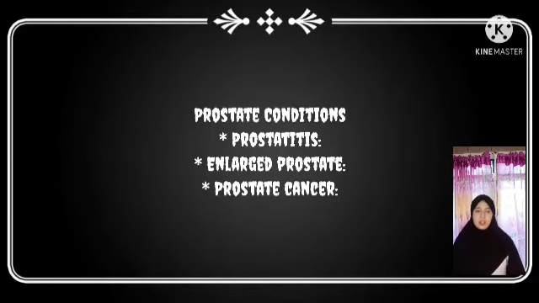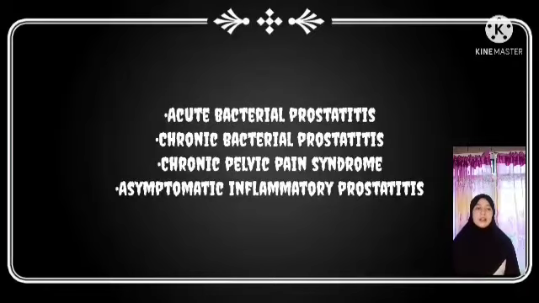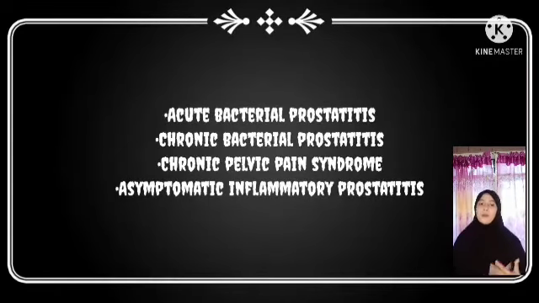First is acute bacterial prostatitis. It is a urinary tract infection that occurs in the prostate gland. The symptoms are fever and chills. A person can also experience painful and frequent urination, or difficulty urinating. Acute bacterial prostatitis requires immediate medical treatment.